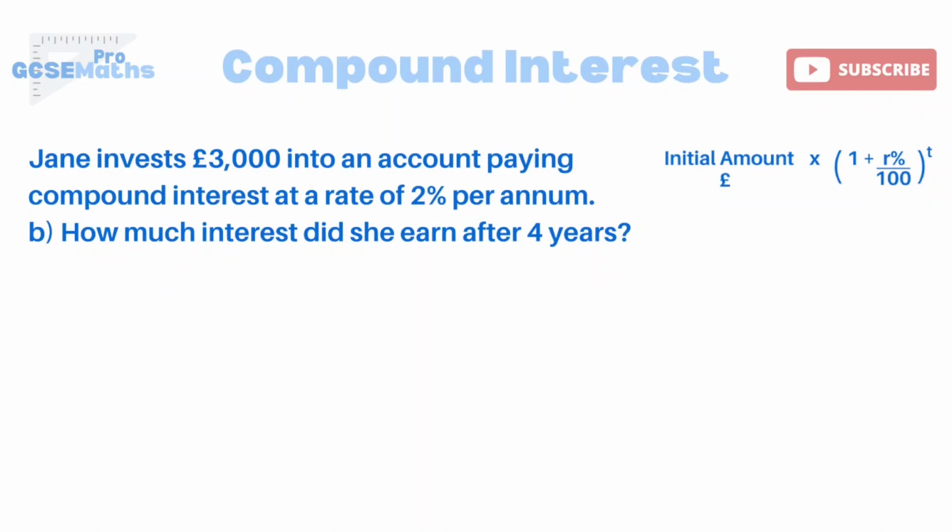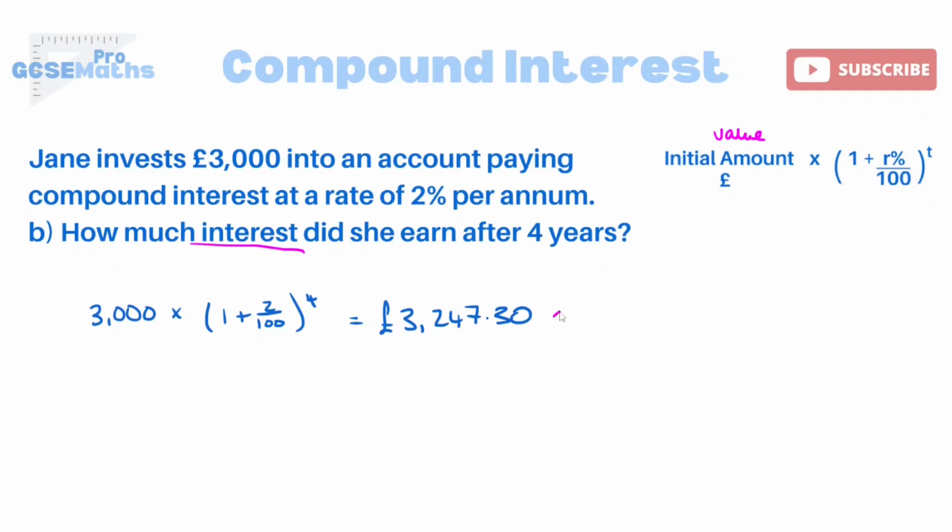However, the question now says, how much interest does she earn? So in this case, it's kind of an extra step. You have to use this formula to give you the value of the account. So obviously I know we already did that. Okay, so that was the value. I've just copied that from the previous page. So that's the value of her account. To find the interest though, you kind of have to do an extra step and you have to basically take this and just subtract the initial amount.